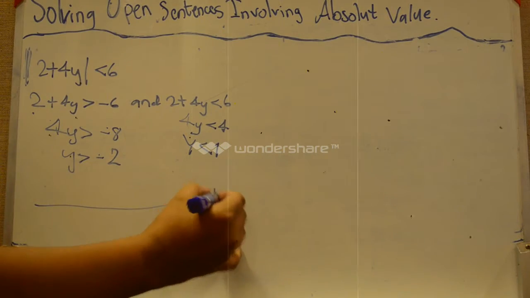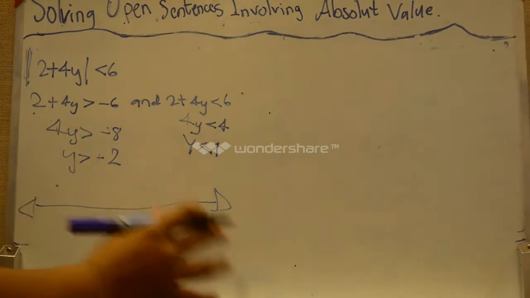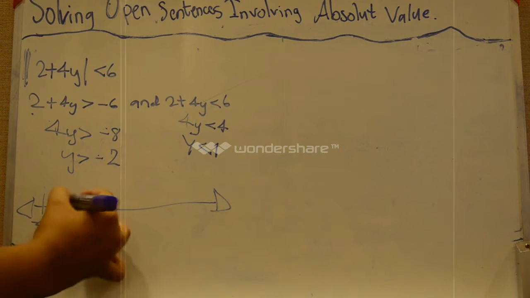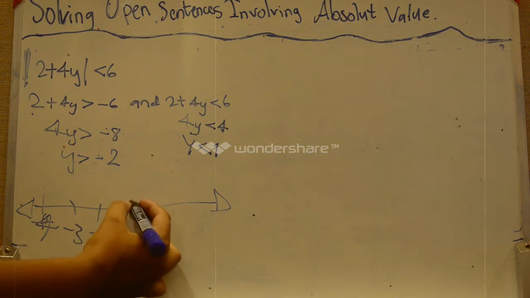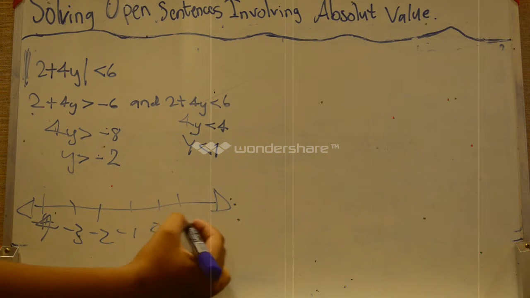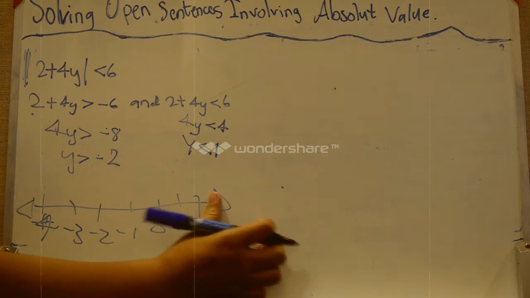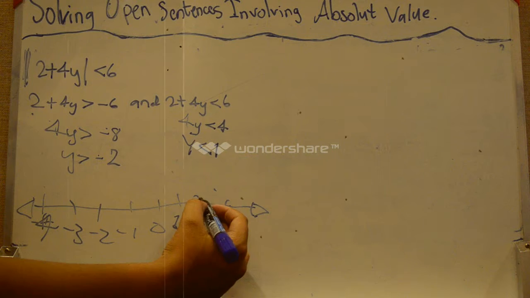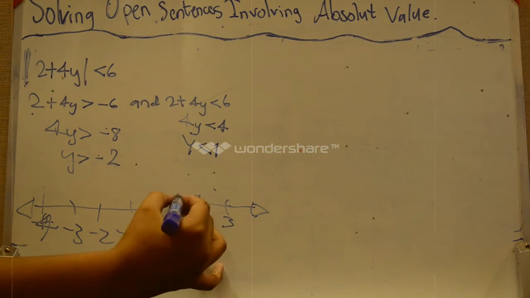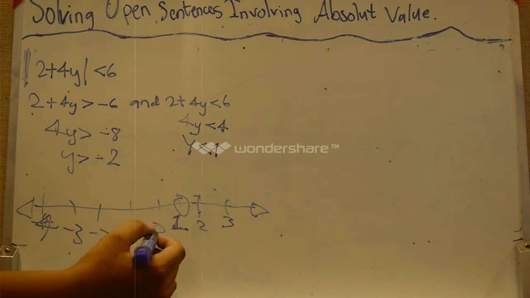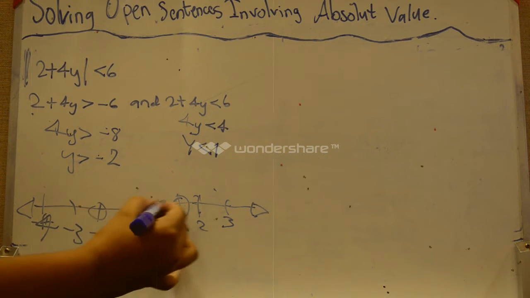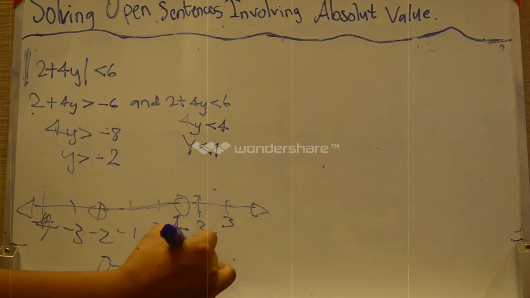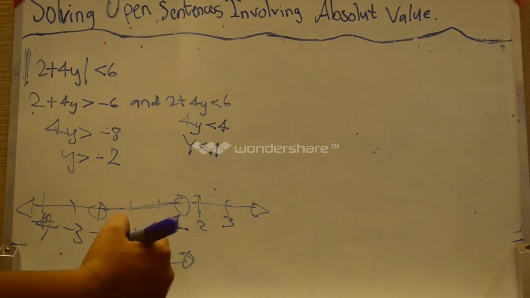So we graph like this: -4, -3, -2, -1, 0, 1, 2, 3. So the answer will be like, open circle at 1, and then 2, and then draw a line here. You can't see it, so I'll draw here. This is the answer.